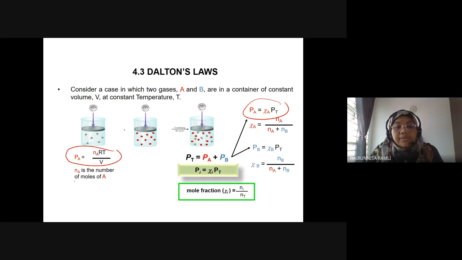We just specify here the pressure of A, so you must calculate with the mole of A. Same goes for other gases, no matter how many there are, B, C. You can calculate by using that.